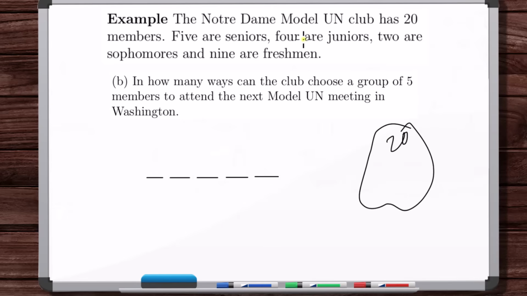We're not considering if it's a senior, junior, whatever. Just pick 5 from the group. The order doesn't matter, so that's 20 choose 5. There's no repetition or anything. You can't choose the same person twice, so okay.